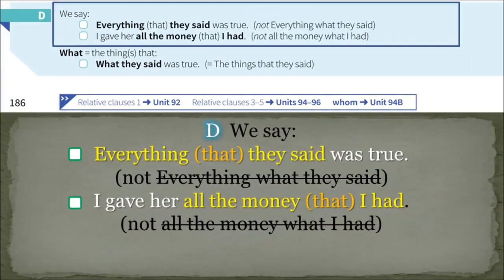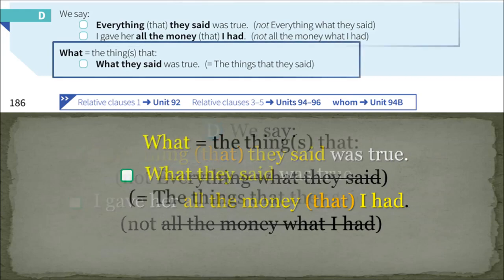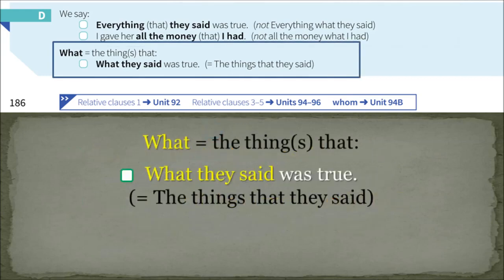D. We say, everything they said was true. Everything that they said was true. I gave her all the money I had. I gave her all the money that I had. What equals the things that. What they said was true equals the things that they said.